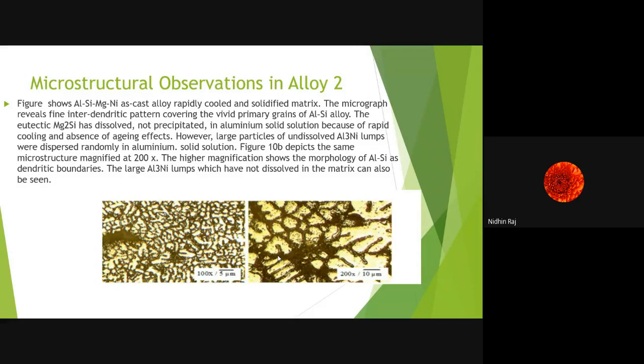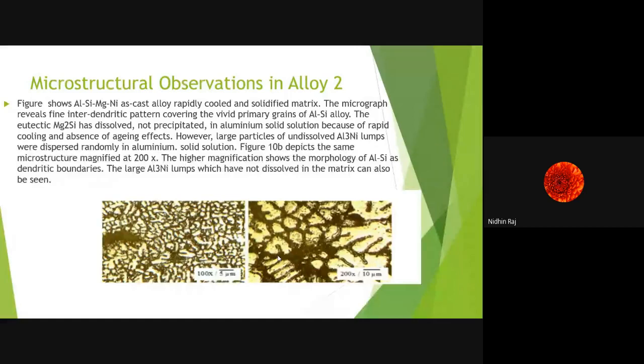Now figure B depicts the same microstructure magnified at 200x, and the higher magnification shows the morphology of aluminum silicon as dendritic boundaries. The large Al3Ni lumps which have not dissolved in the matrix can also be seen from figure B. So that is regarding the microstructure of alloy 2.